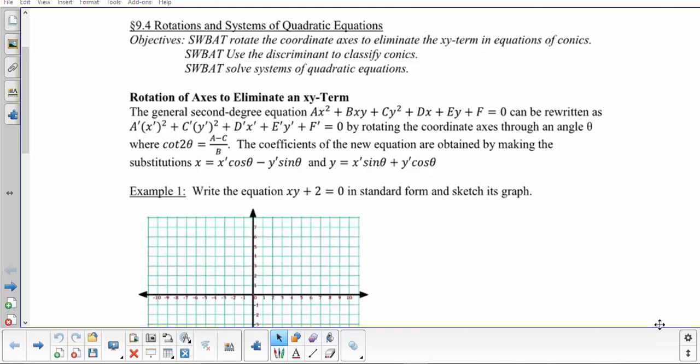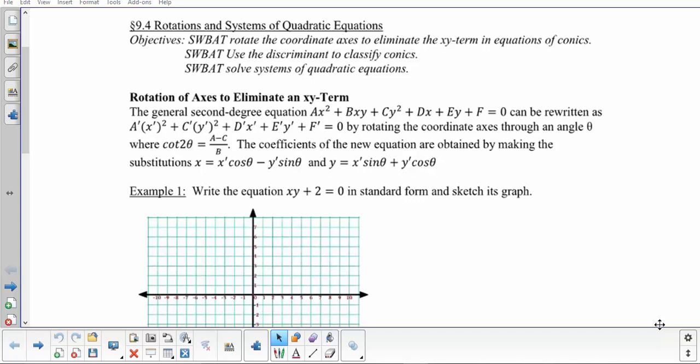Lesson 9.4 is on rotations and systems of quadratic equations. Our objectives are to rotate the coordinate axes to eliminate the xy term in equations of conics, to use the discriminant to classify conics, and to solve systems of quadratic equations.